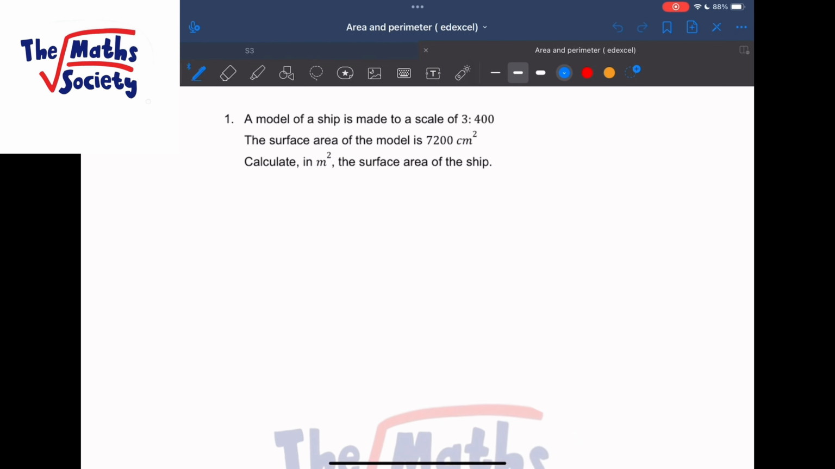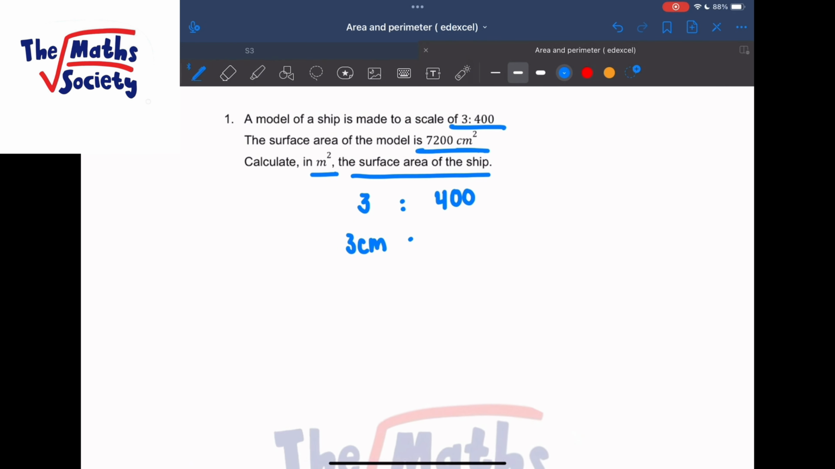Okay, so for the first question, it says that the model of a ship is made to a scale of 3:400. They give that the surface area of the model is 7,200, so you need to find the area of the ship. We know this is in centimeter square, and they ask you to find it in meter square. We know that 3 is in centimeter and 400 is in meter, so you can change it to 3 cm is to 4 meter, right?